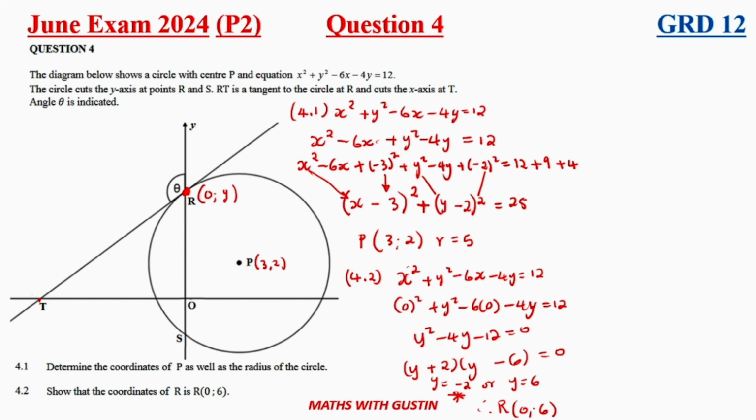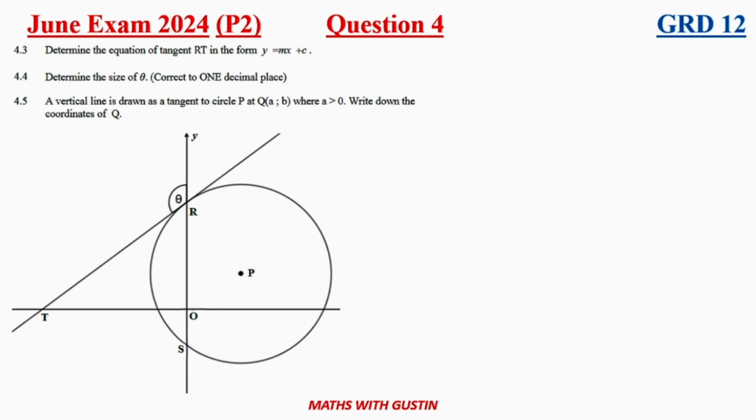Let's move on to 4.3. All right, next question, 4.3. If you still remember the coordinates here, it was (3; 2), and therefore (0; 6). And then the radius is 5. 4.3 says here, determine the equation of the tangent RT. So which is this line here.